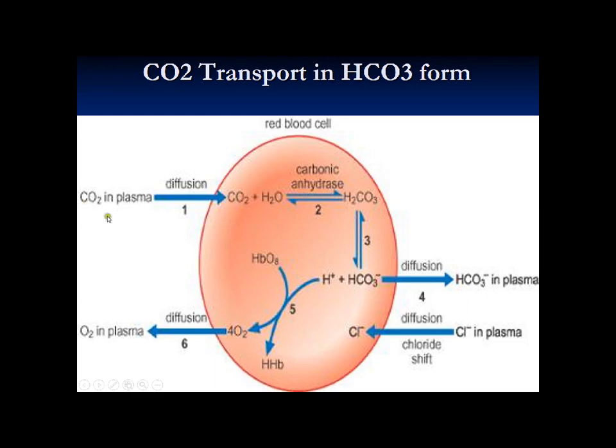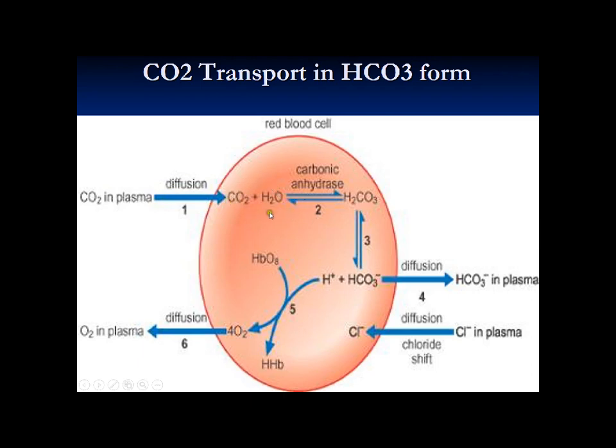Now when cells consume oxygen, they produce carbon dioxide. Carbon dioxide diffuses because of the pressure gradient into the blood in the plasma. So from the blood it easily diffuses inside the RBC. When it enters the RBC, it will react with water in the presence of the carbonic anhydrase enzyme.